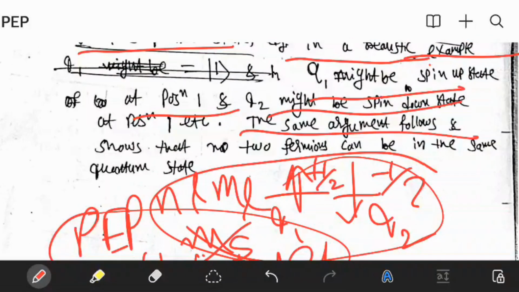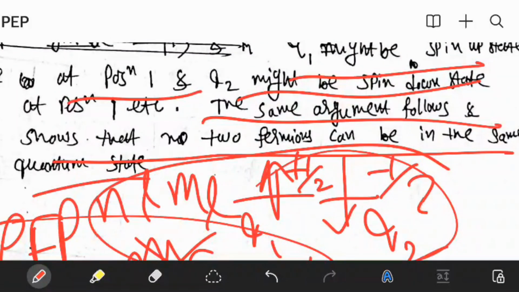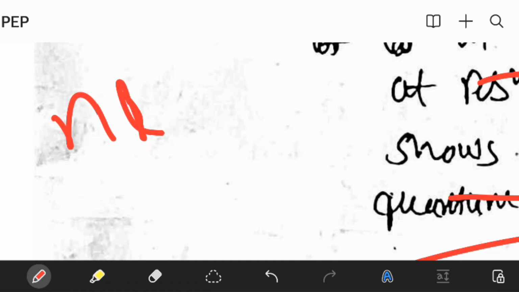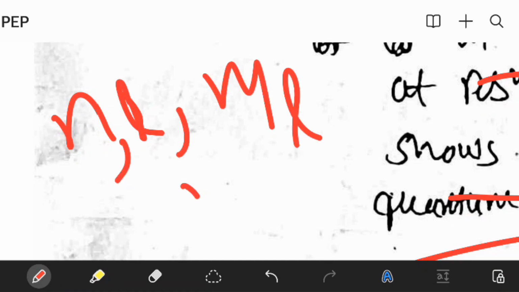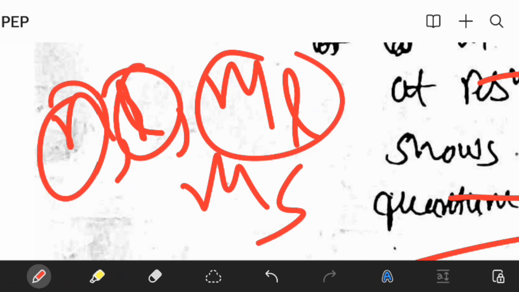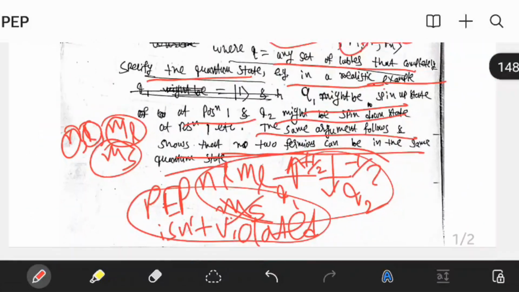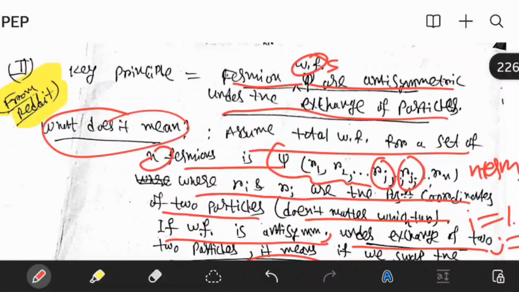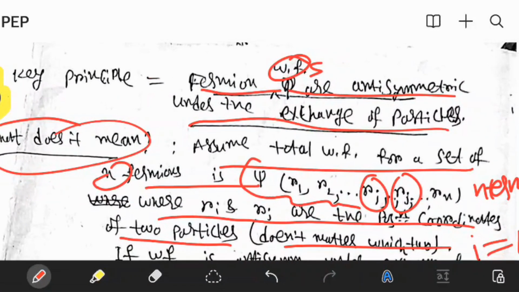The same argument follows, and it can be shown that no two fermions can be in the same quantum state. Same quantum state means they will have the same quantum numbers, all of them. So for our classical example, n, l, m_l and m_s, principal, azimuthal, magnetic and spin, all the quantum numbers will be the same. So I guess this helps, and I will do another video with the rigorous proof. This was just by logic.